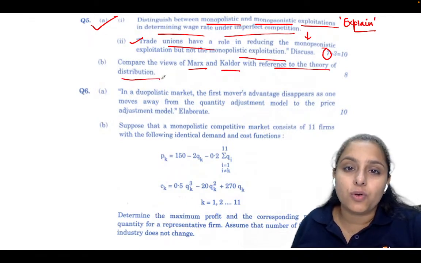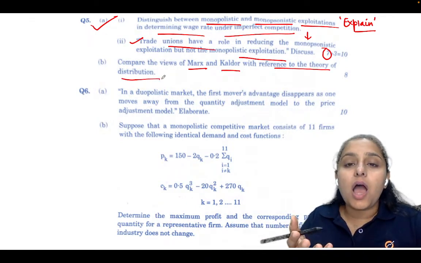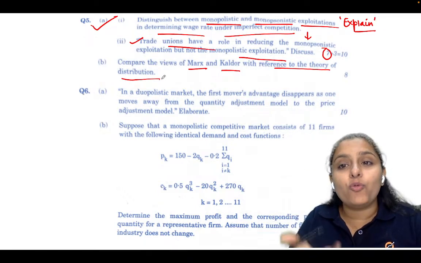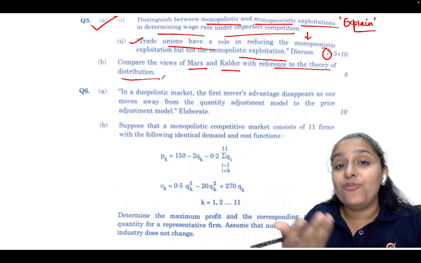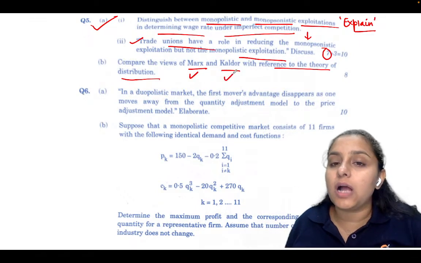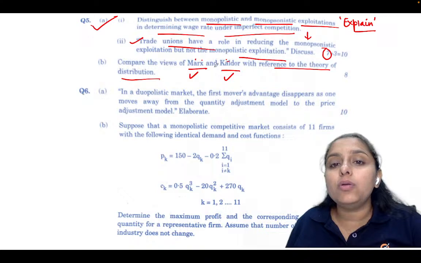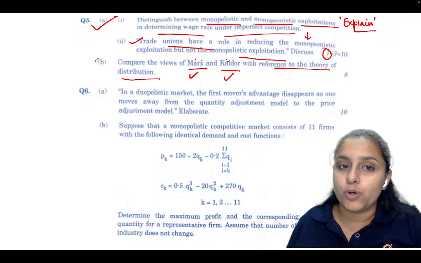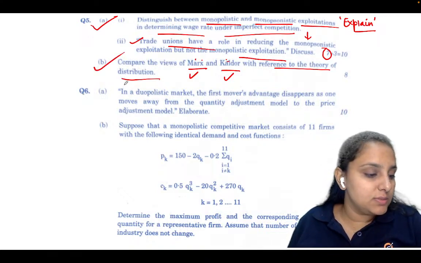Compare the views of Marx and Kaldor with reference to the theory of distribution. What could you have been asked? They are directly asking what their views are. So write directly. First talk about Marx's views, then Kaldor's views, and then compare on the basis of those contrasting points. So again, a very simple question.